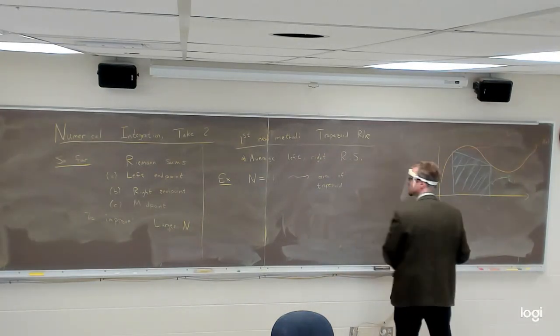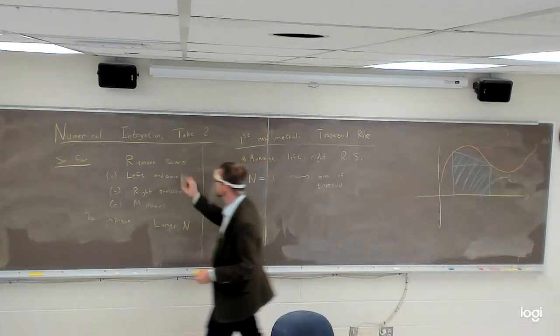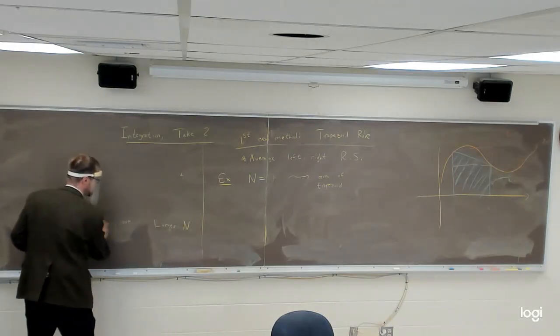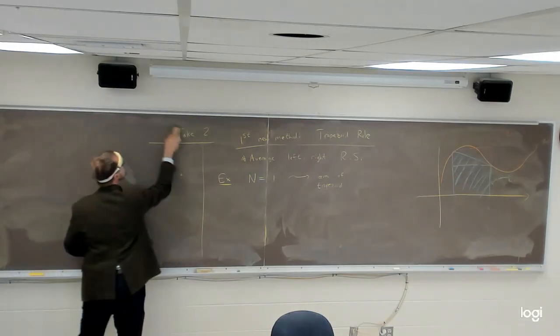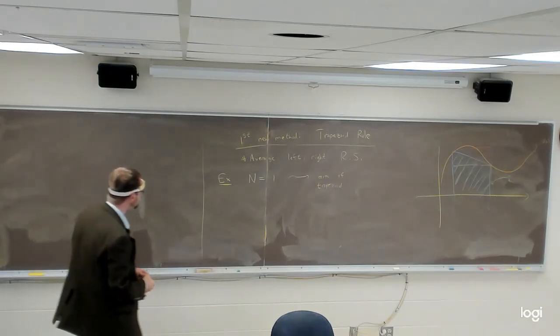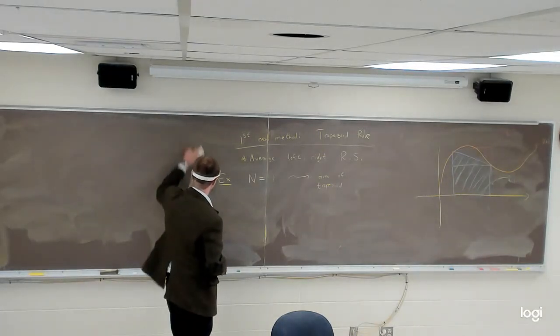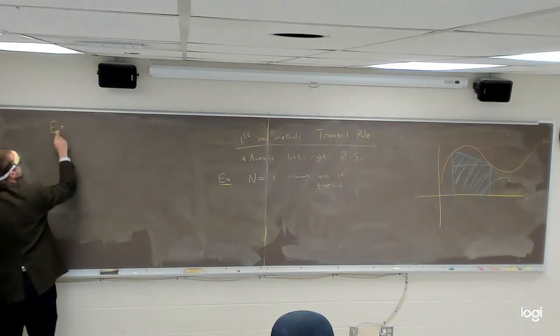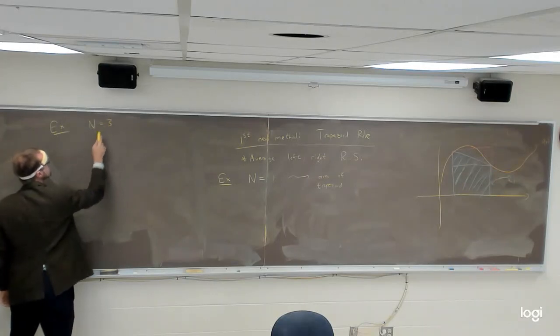Okay. Let's think about what happens with a different n. Maybe I'll draw a picture for n equals 3 of geometrically what's going on, and see what the trapezoids are doing. So this will just be on a generic function.